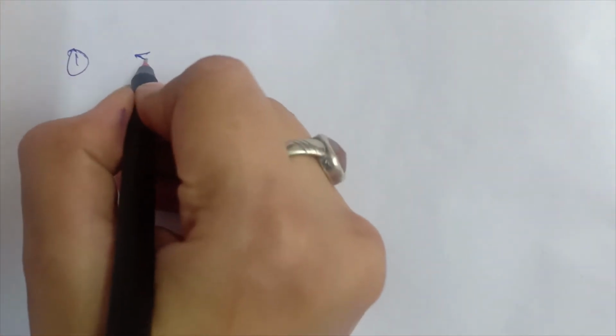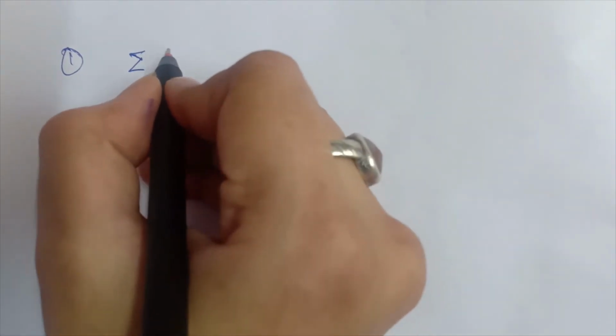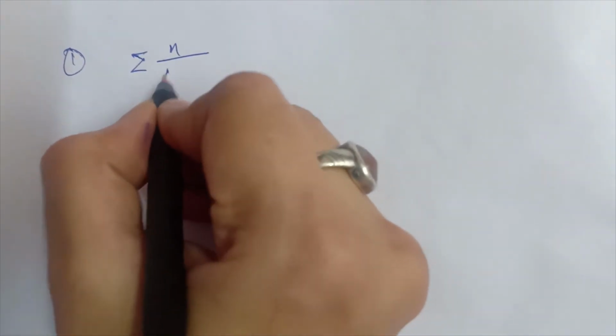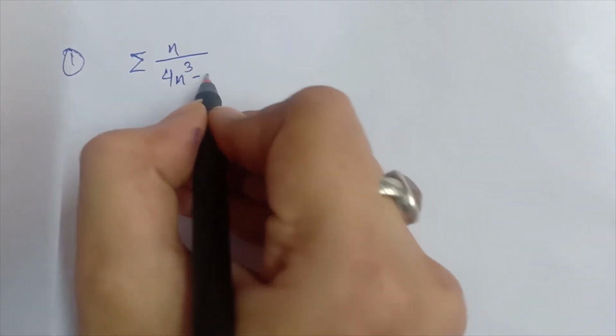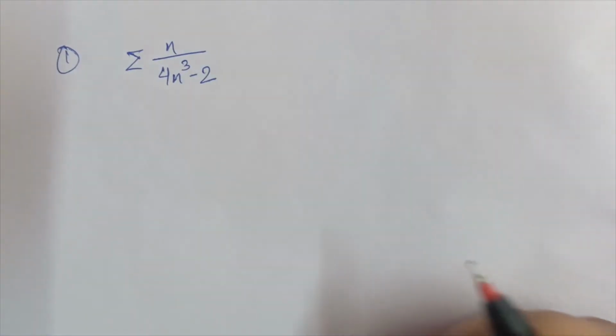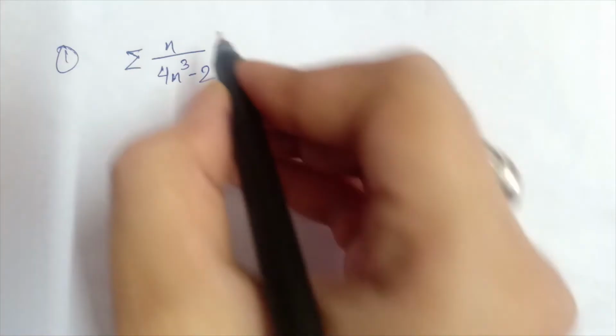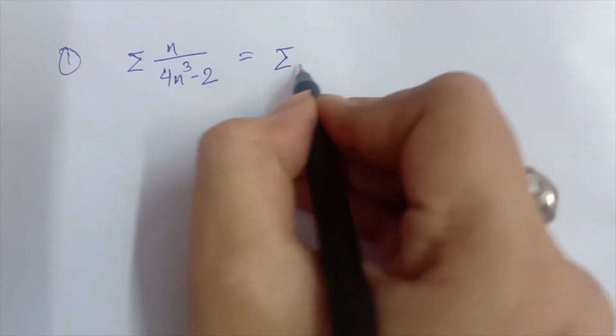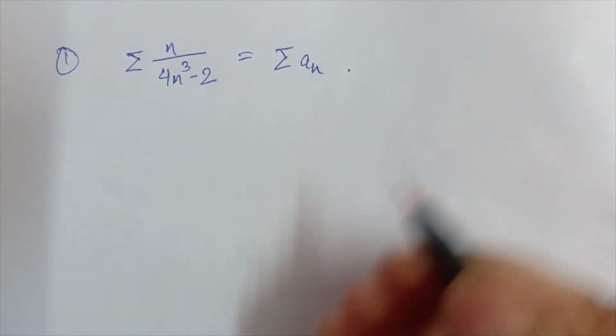Taking a look at a couple of simple examples, the first one is we are given this series, summation n by 4n cube minus 2. We need to check whether it converges or diverges. So we'll take this as series an.